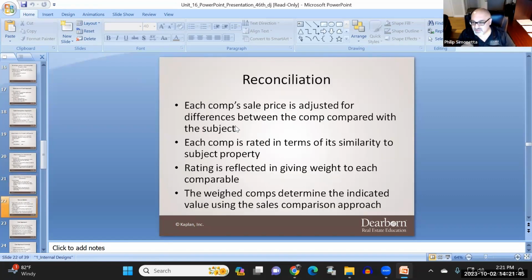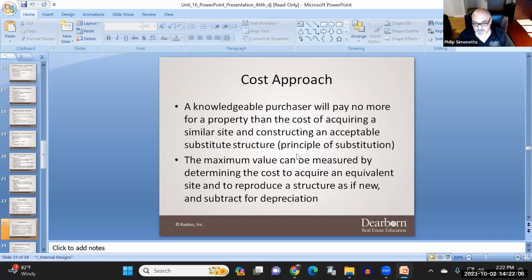So, reconciliation. Each comp sale price is adjusted for the difference between the comp and the subject. Each comp is rated in terms of its similarity to the subject. The rating is reflected in giving weight to each comparable. The weighted comps determine the indicated value using the sales comparison approach.